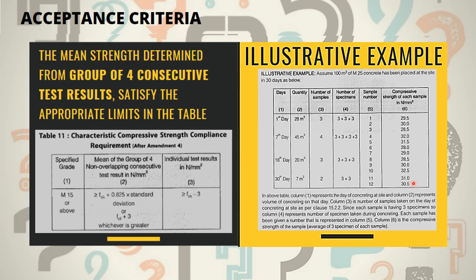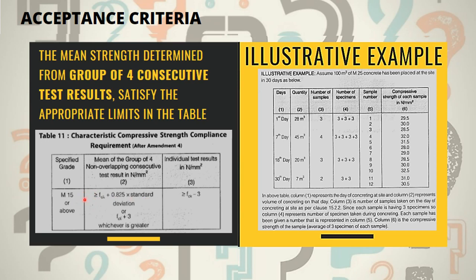So if we take sample numbers 5, 6, 7, 8 and take the average of these values, it will give around 29.25. If you calculate accurately, it will come around 29.25. That 29.25 has to comply with this table: 29.25 greater than or equal to fck plus 0.825 into standard deviation. The standard deviation value has to be taken from Table 8 of IS 456 for the respective concrete grade. For M20 grade, it is 4.